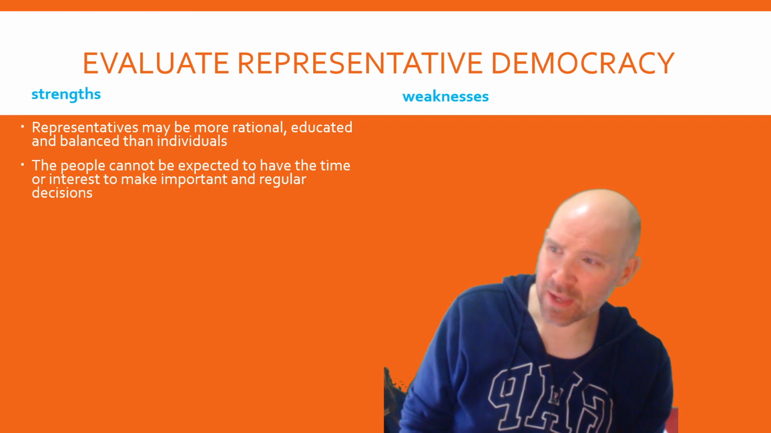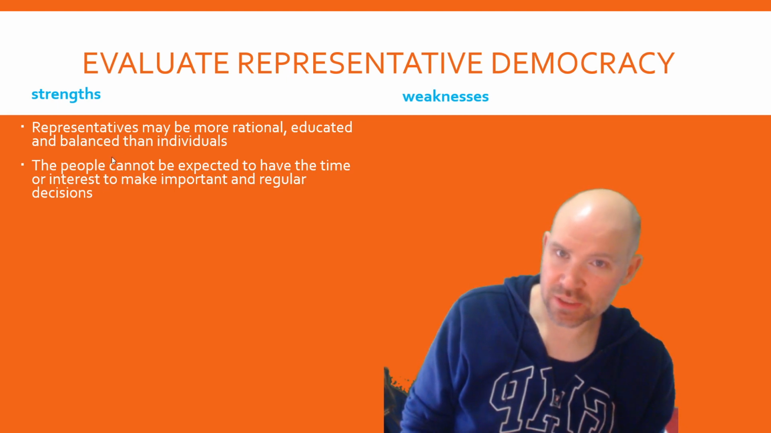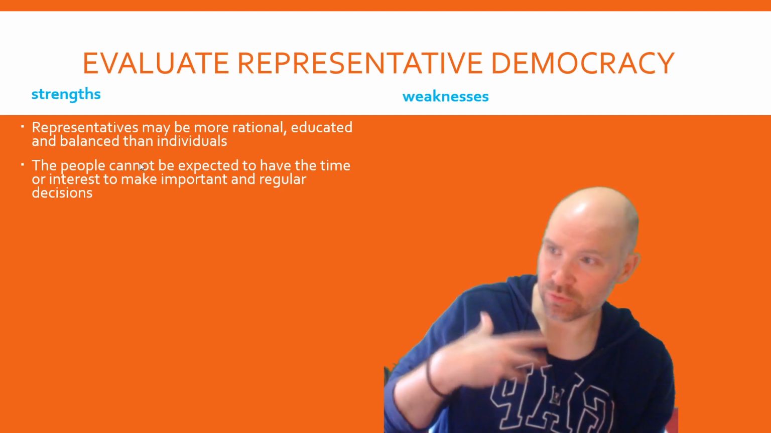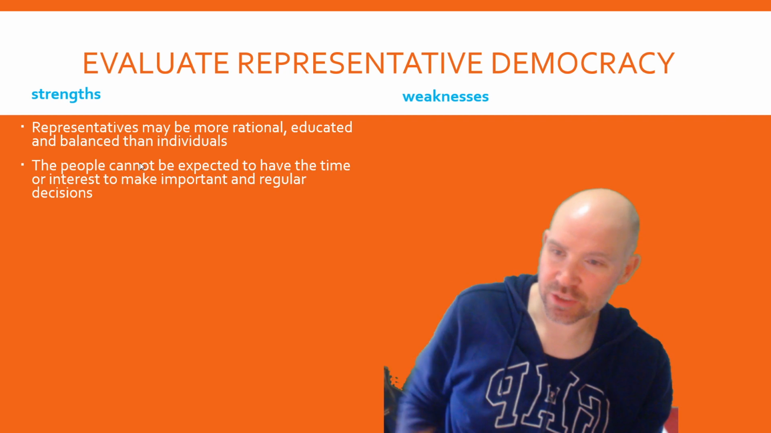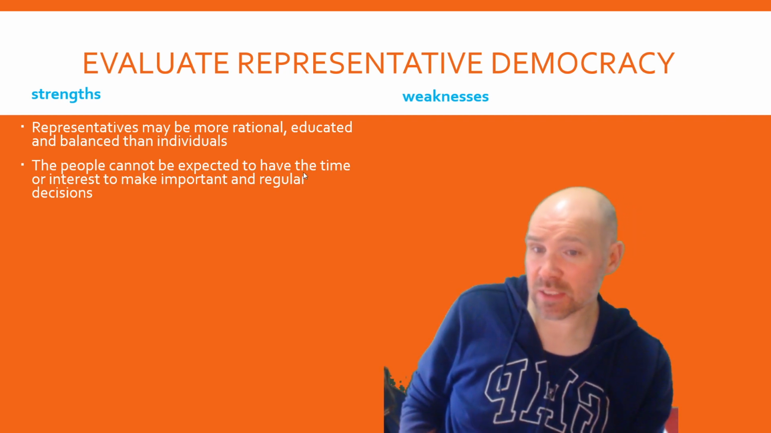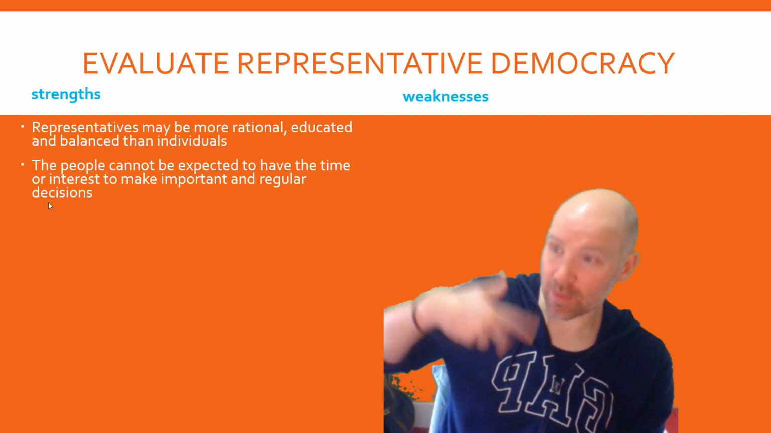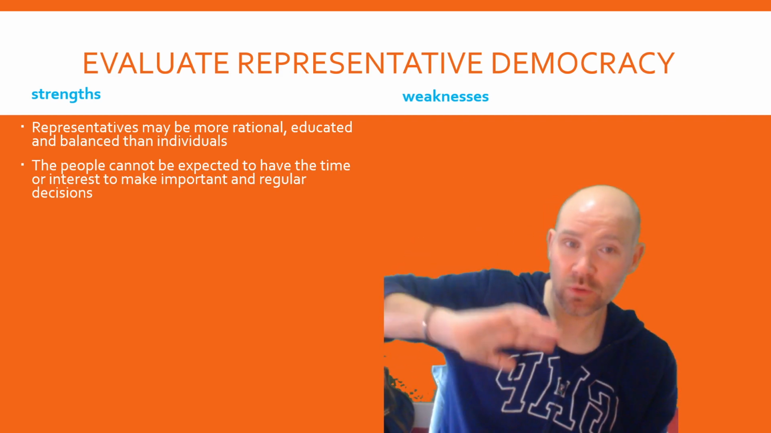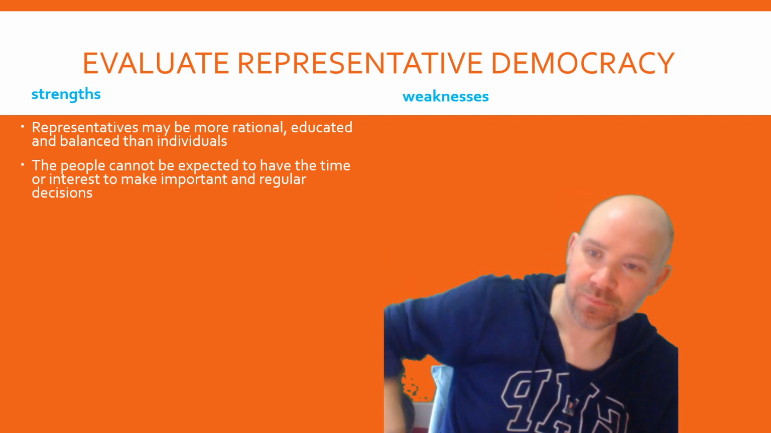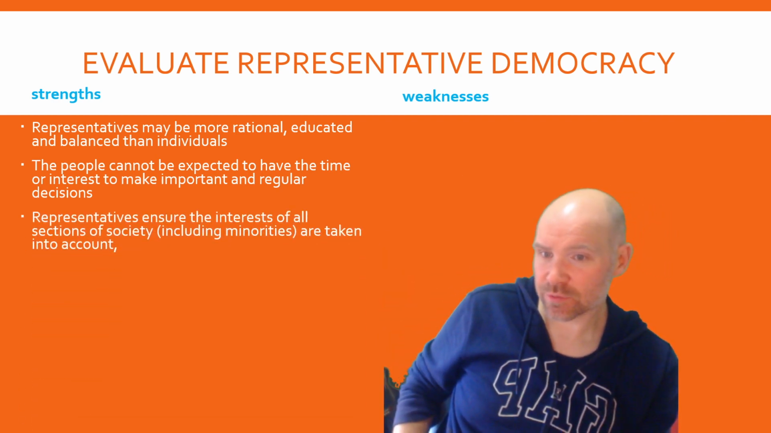Think back to direct democracy for a minute. One of the issues with direct democracy was that we just don't have time to make all these decisions ourselves, to research every single idea and make a decision based on it. So the people cannot be expected to have the time or even the interest to make important and regular decisions. And so having a representative to do that means that you can delegate that decision to someone else. So a practical concern there.